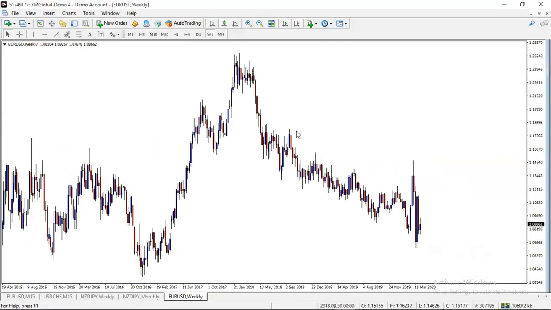Lower highs and lower lows. So this was a downtrend here. So I'm gonna focus on this downtrend after the trend line break.